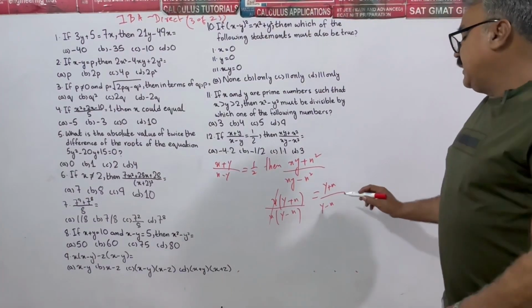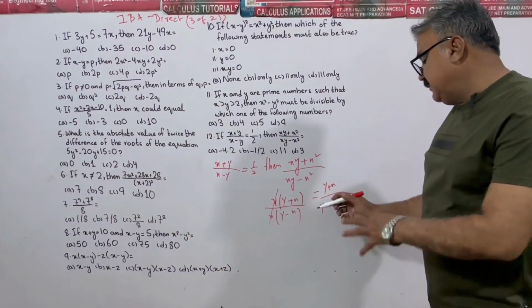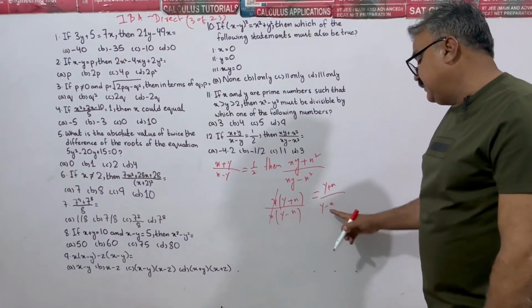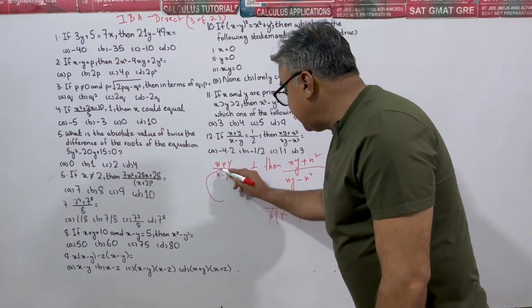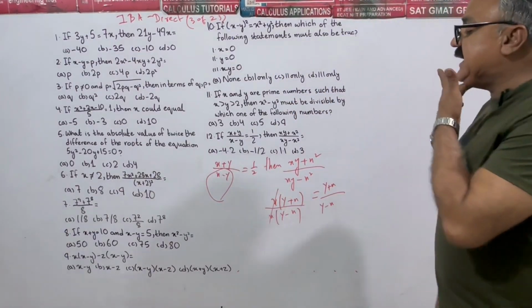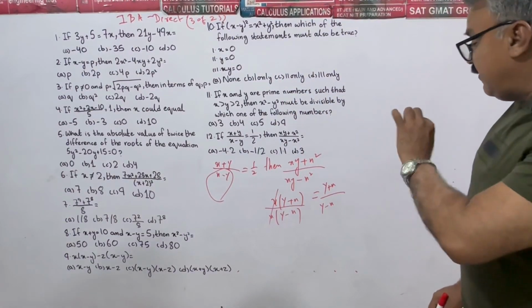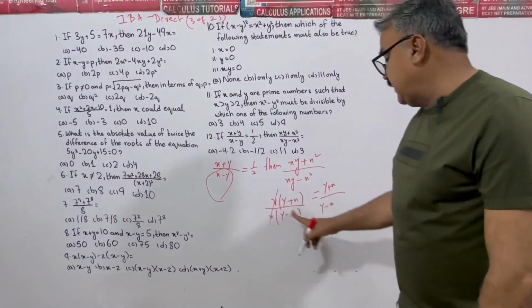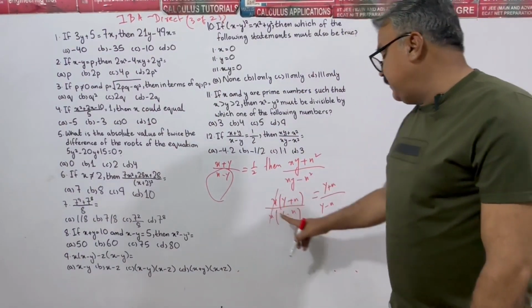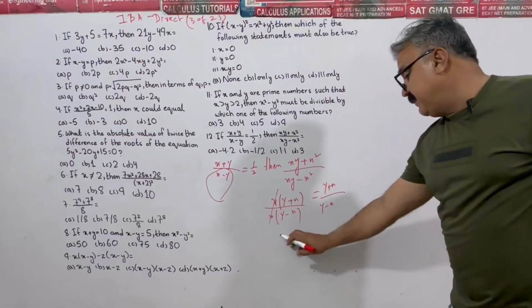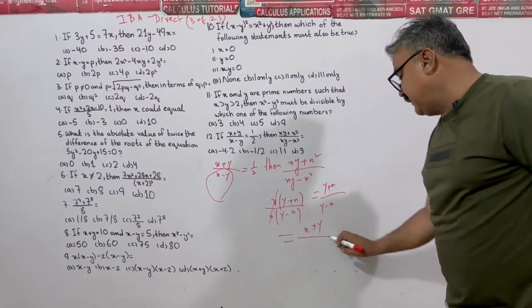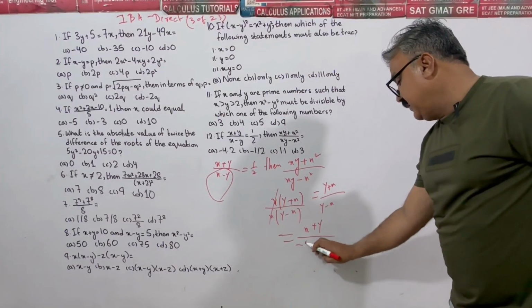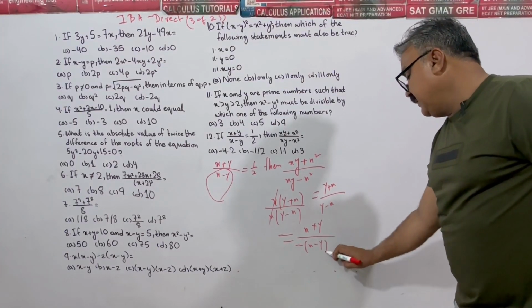Look at this. I can write y plus x as x plus y, because addition of numbers is commutative. What about this? There is y minus x, and we have x minus y. A very delicate, very fine, very thin line of difference. x minus y, y minus x. They are not the same. Take minus common from the denominator. I can write y plus x as x plus y, taking minus common from here, it will become x minus y.